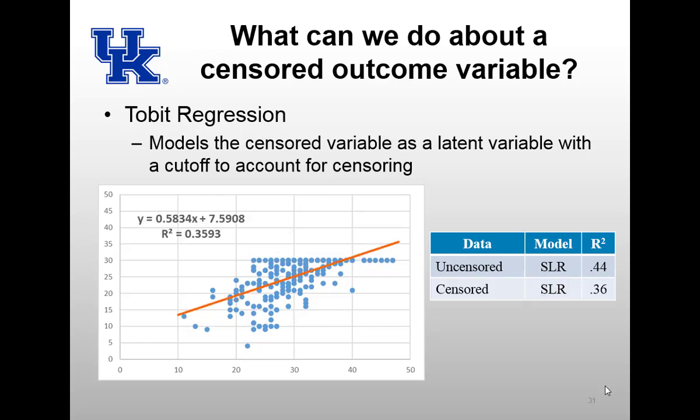What happens? Well, the regression model looks very different. The R squared is quite a bit lower, and the regression coefficient, the slope, which was 0.88 before, is now 0.58. So it's biased downwards. The intercept is biased upwards, and R squared is biased downwards. So we're getting biased results. This is bad. We need to correct for this somehow. And there's a technique called Tobit regression that does that.